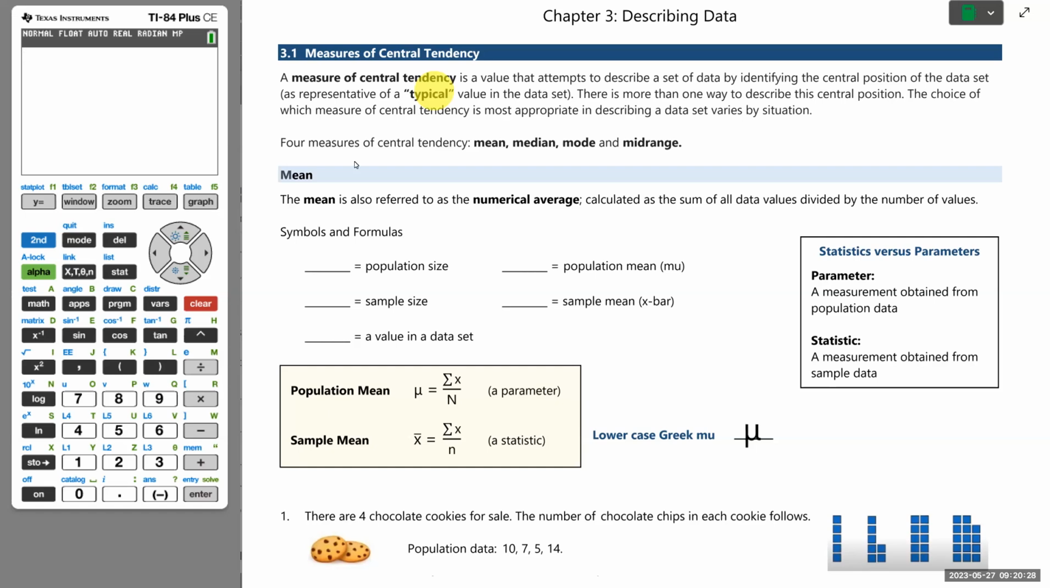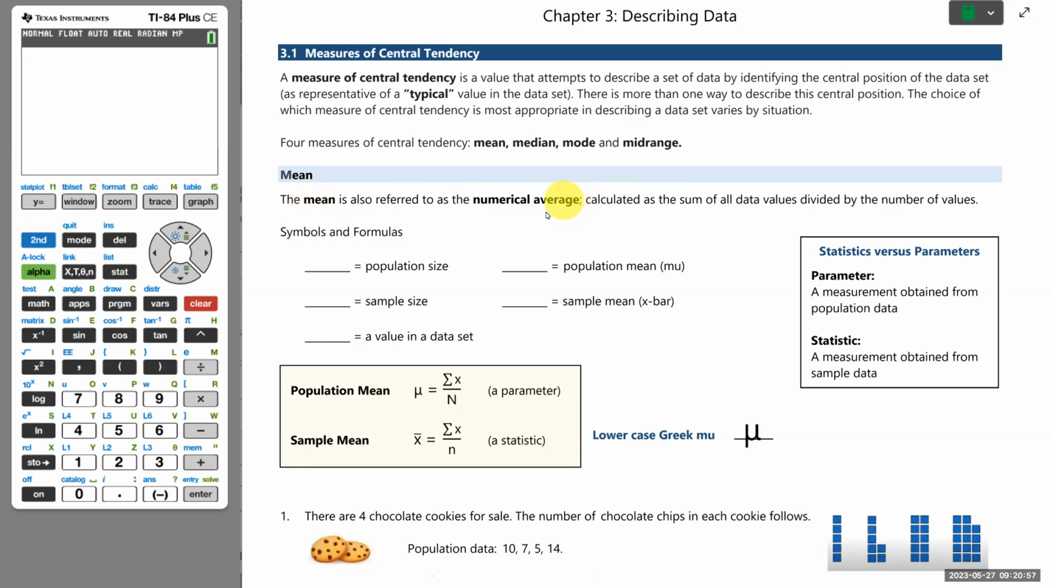We'll be talking about 4 measures of central tendency: the mean, the median, the mode, and the mid-range. And the choice of which one to use to attempt to describe a typical data value varies by situation. So for now, we'll jump into starting here with the mean. So the mean commonly is referred to as the average, numerical average, and we will this semester use those interchangeably.